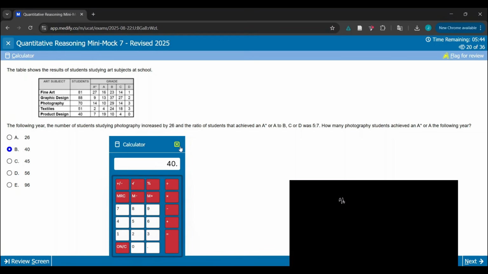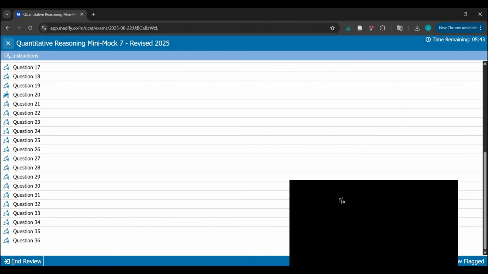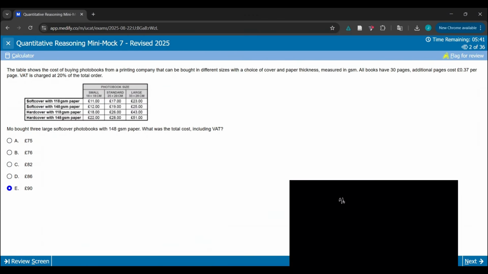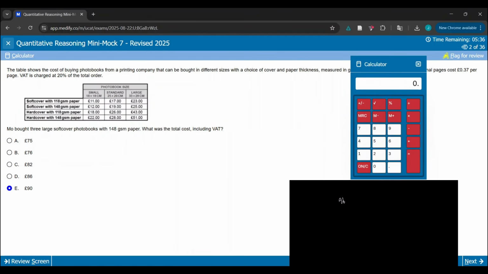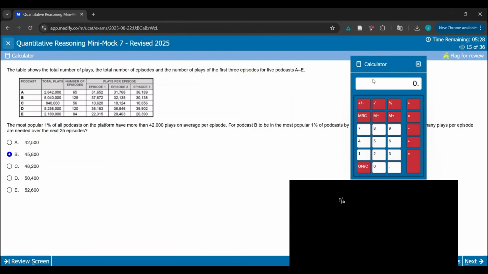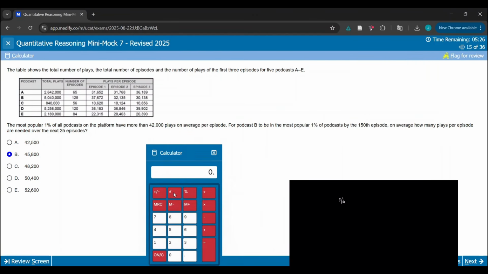Okay, that's fine. So let's review these. Let's review some of the flagged ones. I was just making sure I don't really mess up here. That's what it was. 3 soft cover, large soft cover, 75 times 1.2. Okay, this is that other one. Yeah, this is the one we have to do.